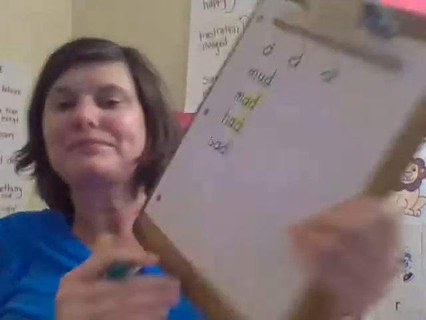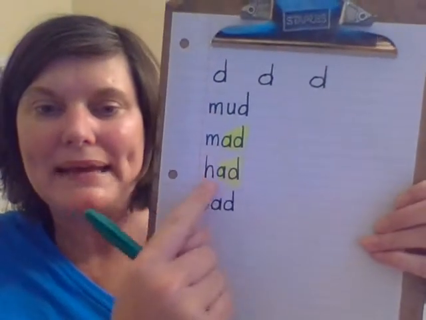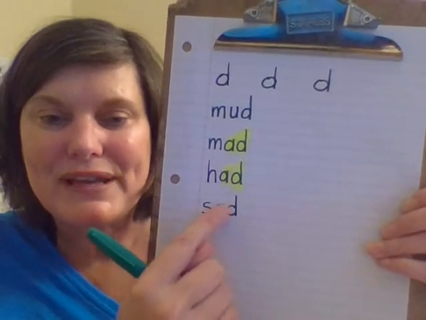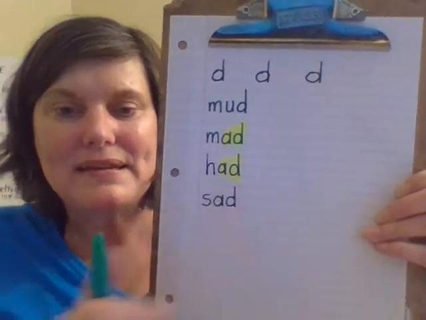Add. Sad. Go ahead and spell sad. See if you can spell mad, had. You can spell sad. And again, the first two letters go to the midline and the D goes to the top.